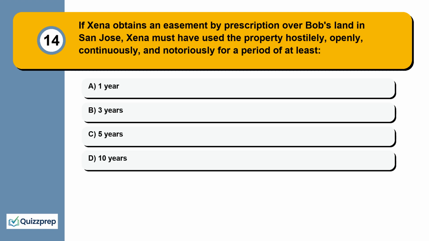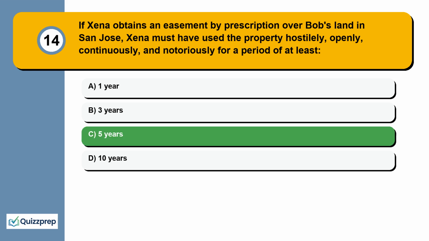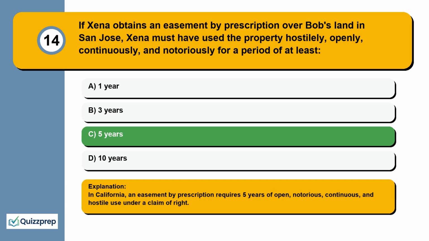Question 14. If Zena obtains an easement by prescription over Bob's land in San Jose, Zena must have used the property hostilely, openly, continuously, and notoriously for a period of at least 1 year, 3 years, 5 years, 10 years. In California, an easement by prescription requires 5 years of open, notorious, continuous, and hostile use under a claim of right.